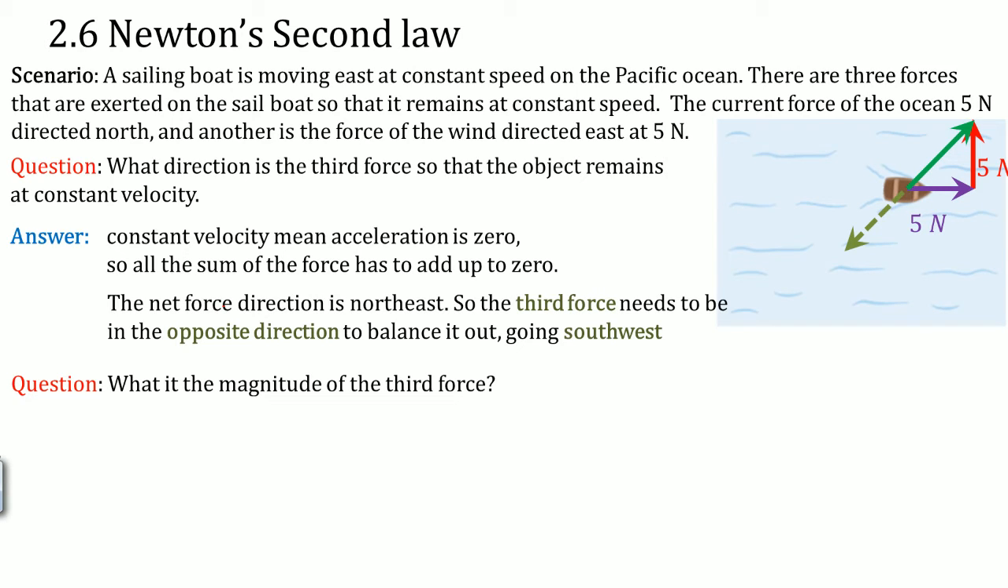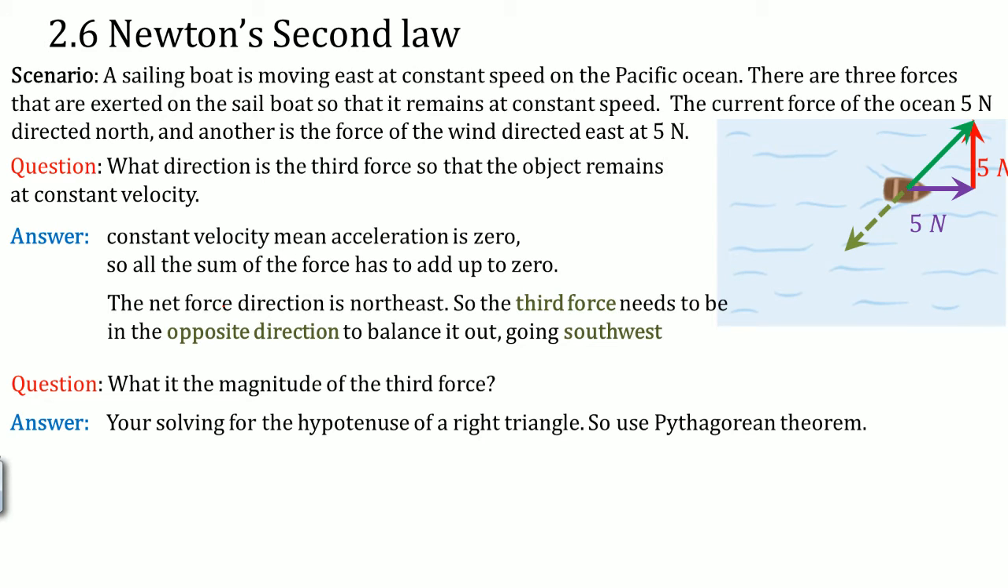Now they would like you to compute the magnitude. The magnitude means you can just ignore the negative or the positive of that third force. This should look like a right triangle. Therefore, to solve for any right triangle, you can just use the Pythagorean theorem. That neon green is actually just the hypotenuse. So if you want to label it, this is A, this is B, and your hypotenuse is your C.